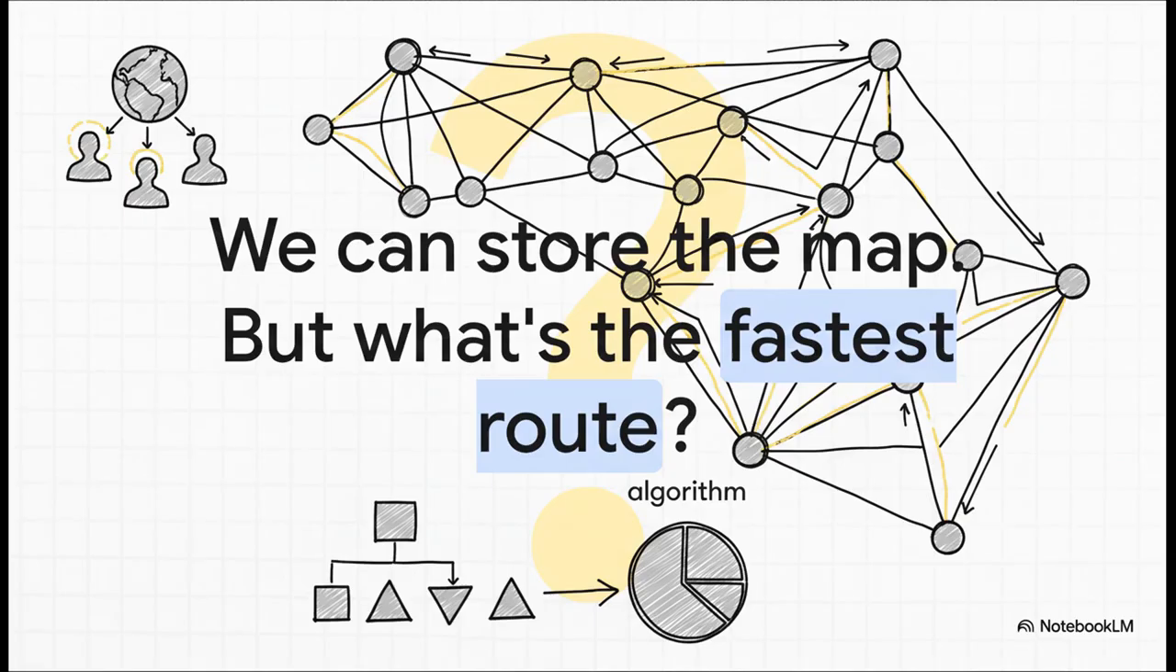So there you have it. We figured out how to teach a computer to see a map of connections, how to store it in its memory. But you know what? That's really just the first step. Storing the map is one thing. Now that the computer can see the map, it opens up this whole new world of incredible questions. Like, how do we actually find the fastest route? How does a social network recommend a new friend? How do we find the most important person in that network? All of that requires algorithms to intelligently navigate these connections. But, well, that's a story for another explainer.